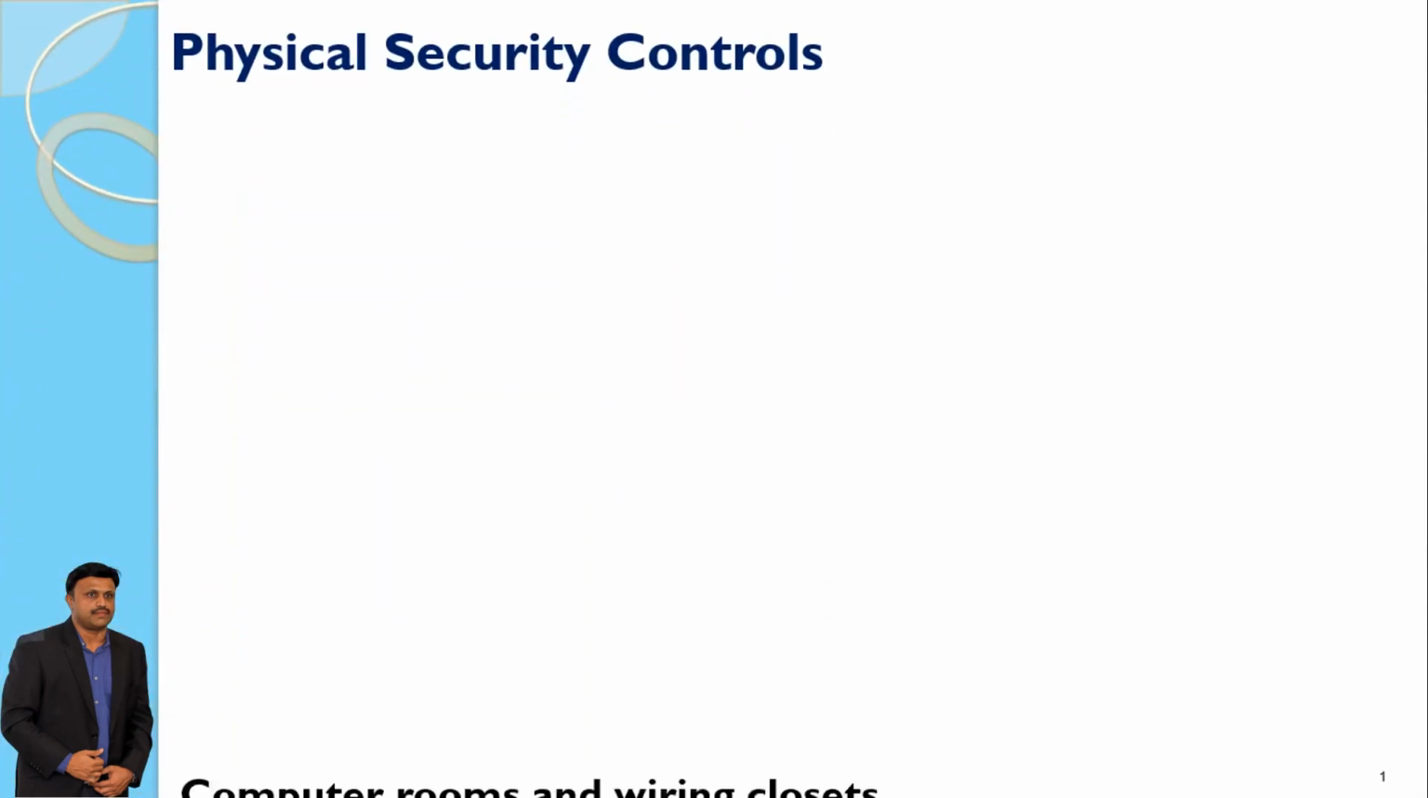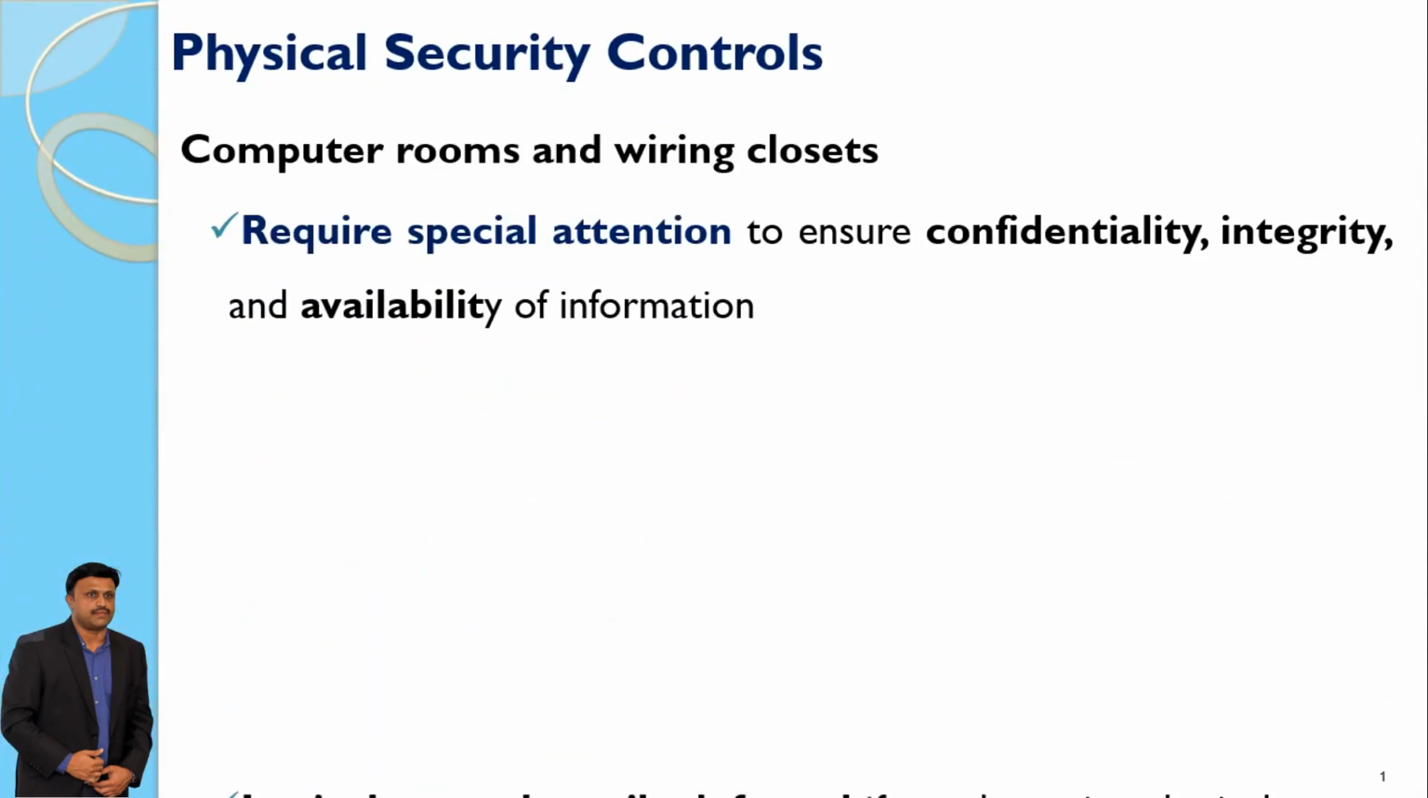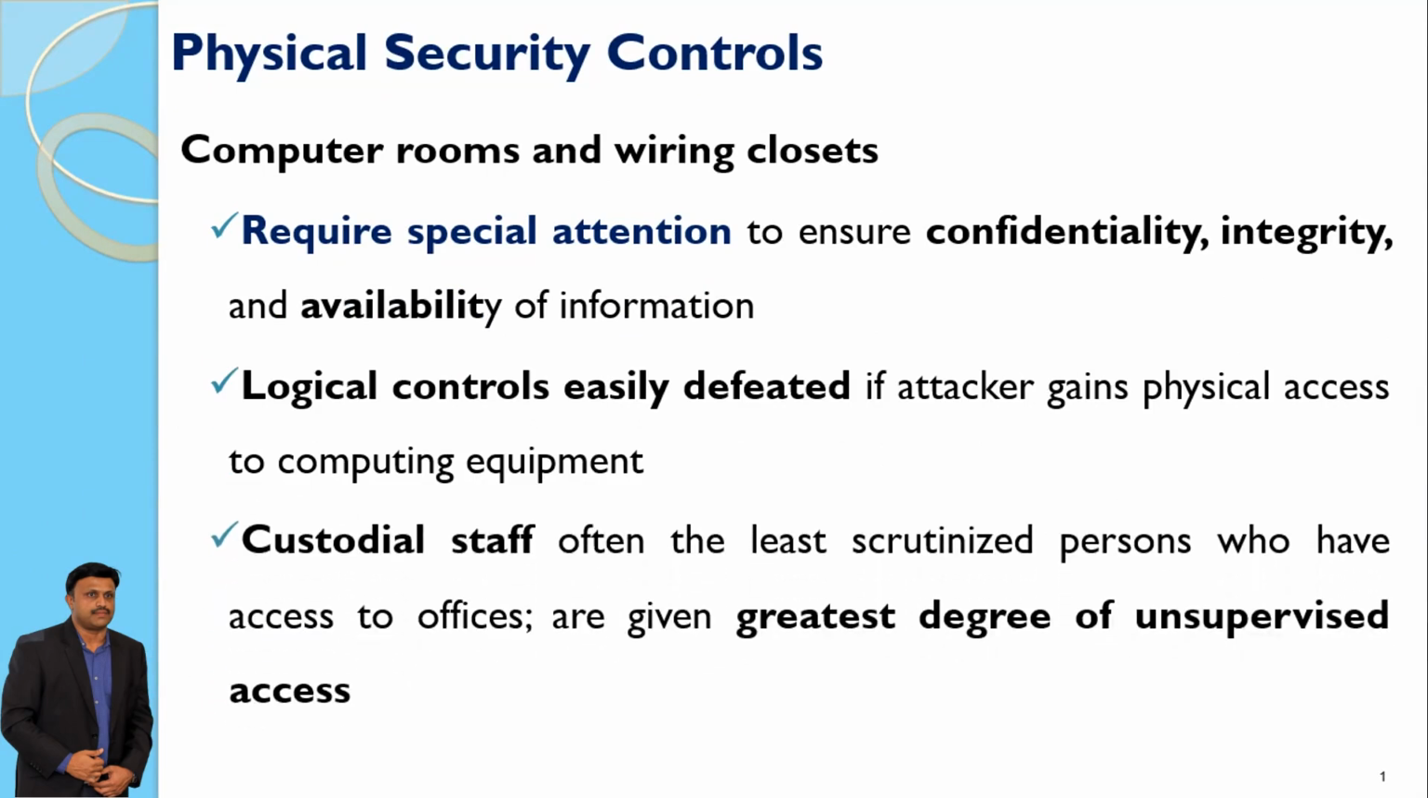Computer rooms and wiring closets require special attention to ensure confidentiality, integrity, and availability. Logical controls can be easily defeated if an attacker gains physical access, and custodial staff often have the greatest degree of unsupervised access.